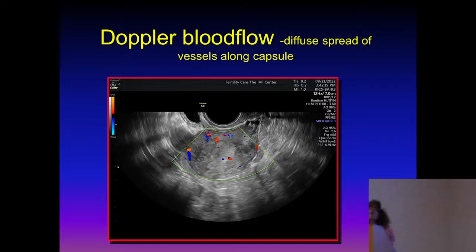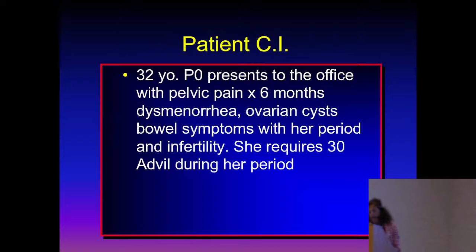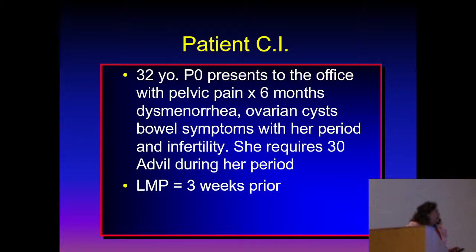So I'm going to do some cases, and if you can ask questions later or interrupt. But so this is a 32-year-old P0 who has severe dysmenorrhea, and she wants to conceive, she requires 30 of Advil during her period. You always want to know if her periods are regular, last period when you do an ultrasound, and if they're on birth control. So you suspect endometriosis.